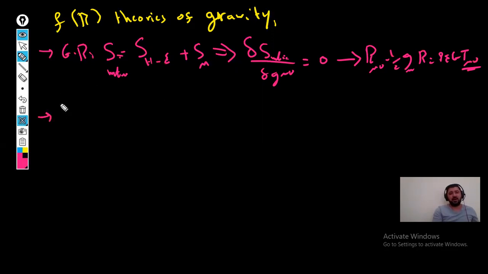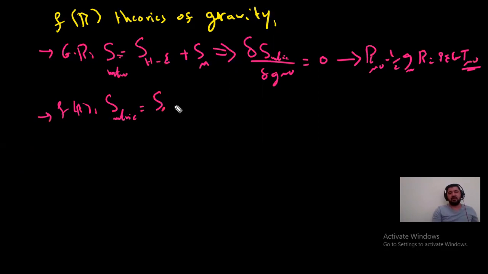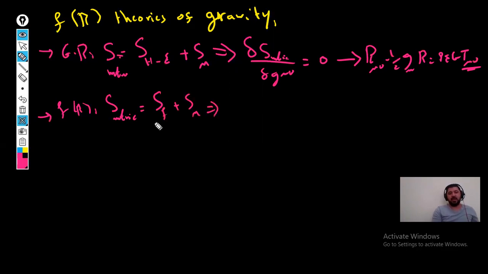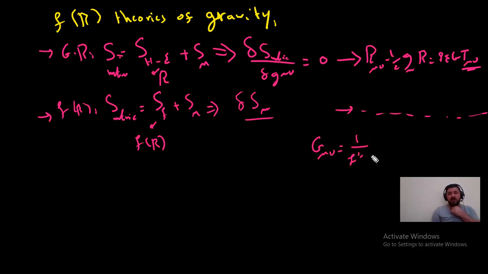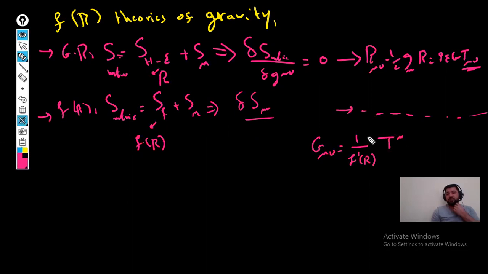Then we said, okay, let's see now what about the f(R) theories. In the case of f(R), we have the action S equals S_F plus S_M. S_F contains the function of the Ricci scalar f(R), while in general relativity it contains R, the Ricci scalar. By taking the variation, we covered that, but of course it's too long. The main idea is that we found G mu nu equals one over f prime of R times T mu nu, maybe with a constant k, plus T mu nu effective.